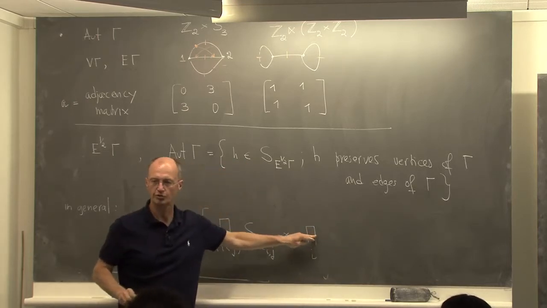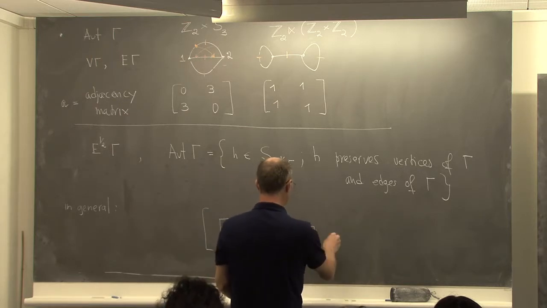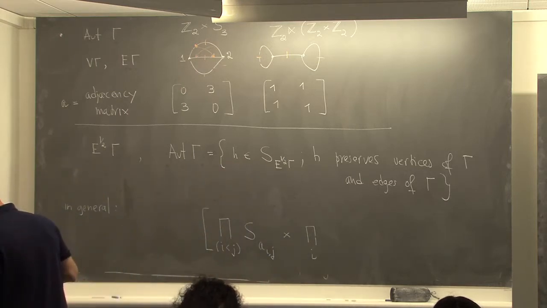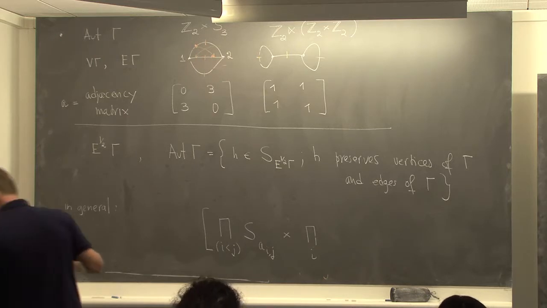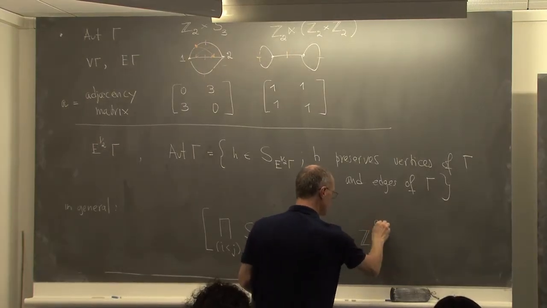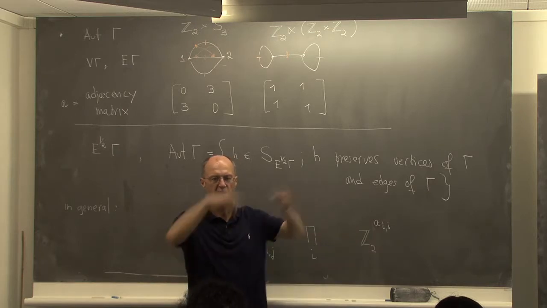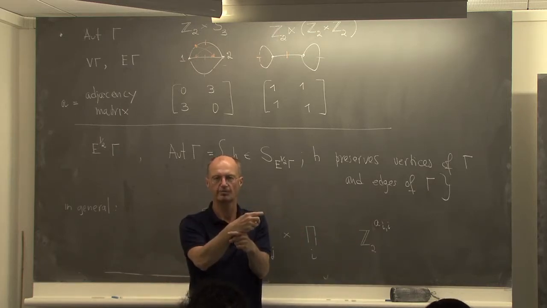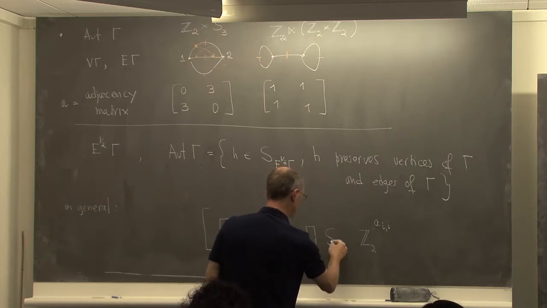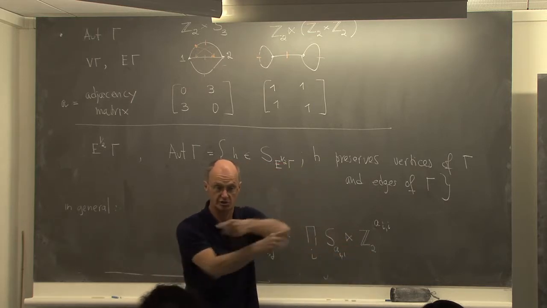So here I want to think of some groups which correspond to the loops. So for each loop, there will be a Z2 factor, right? But then I can also exchange the loops. And this permutation group, I think it acts on the Z2s, right? Because it exchanges different copies of Z2s.